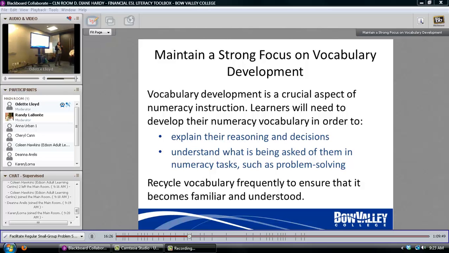So if you're someone who's in a LINC program, or you work more in settlement, we look at the different types of themes that you may be introducing to learners as they settle in a community, and then we try to find ways to infuse or embed the numeracy as well as the financial literacy competencies within those themes.